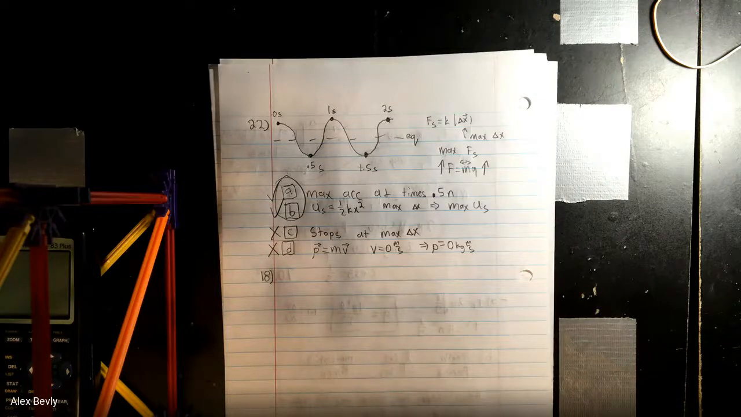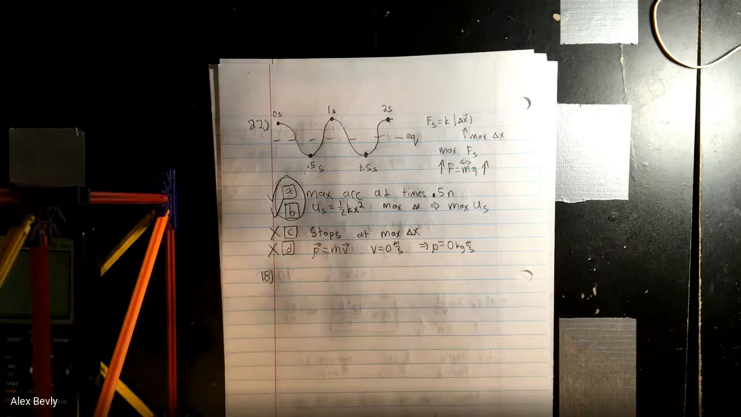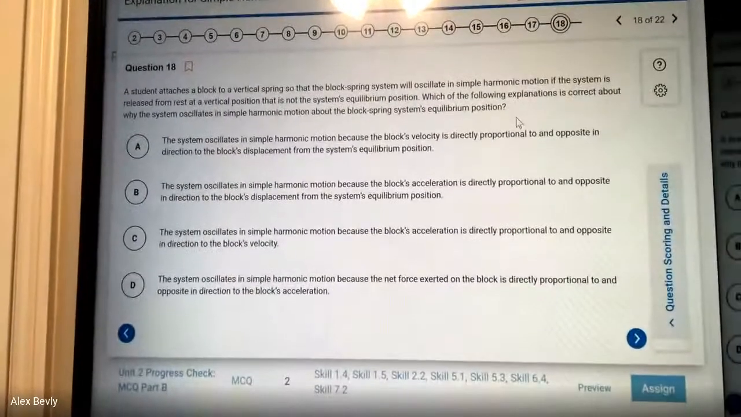All right, 18. A student attaches a block to a vertical spring so that the block-spring system will oscillate in simple harmonic motion if the system is released from rest at a vertical position that is not the system's equilibrium position. Which of the following explanations is correct about why the system oscillates in simple harmonic motion about the block-spring system's equilibrium position?